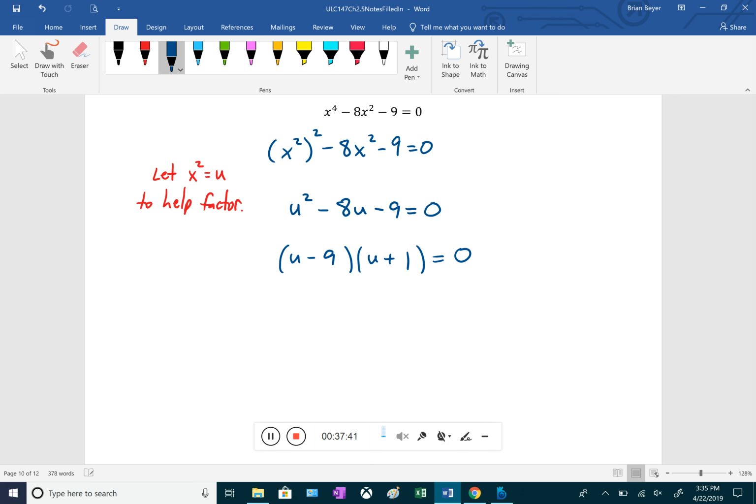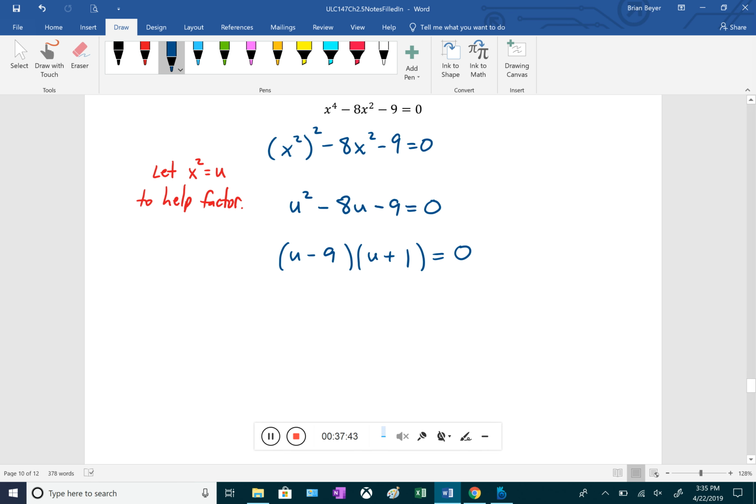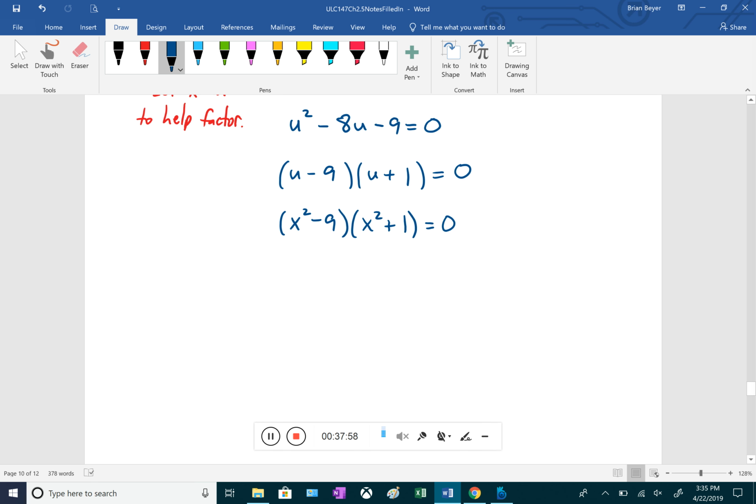And now we can plug back in for x squared. So instead of u, let's use x squared again, because we factored it, so we don't need to use the u anymore. We only use the u to help us factor it. Now we have x squared minus 9 times x squared plus 1. We can factor x squared minus 9 as x plus 3 times x minus 3. We cannot factor x squared plus 1. X squared plus 1 is not a difference of squares because of the addition, it's not subtraction.